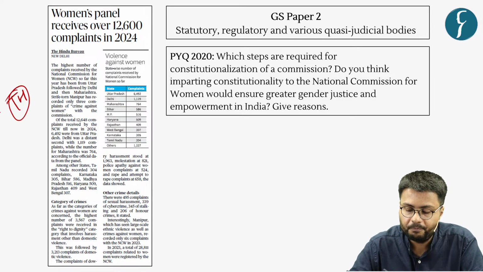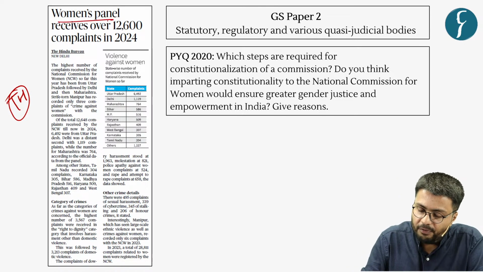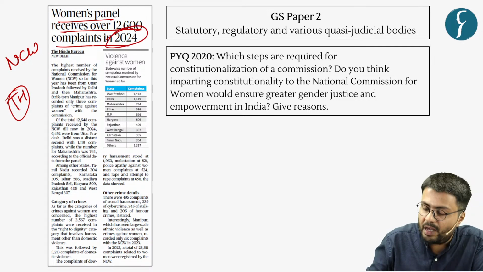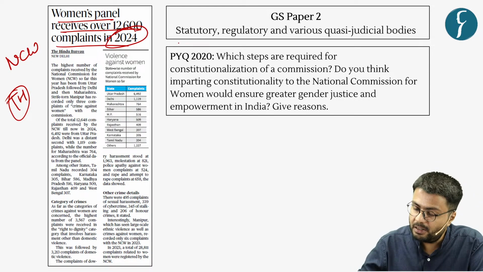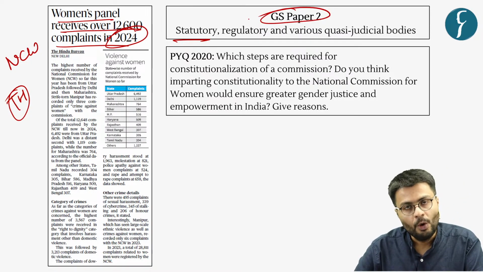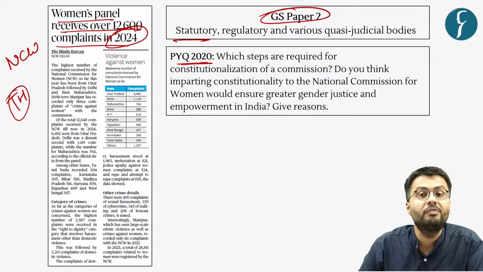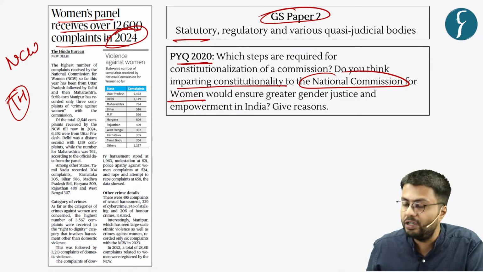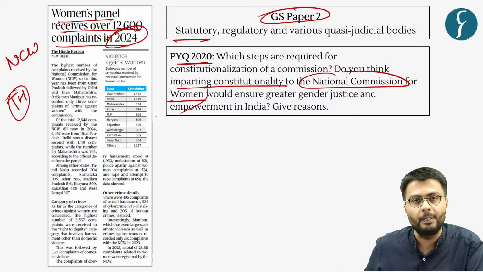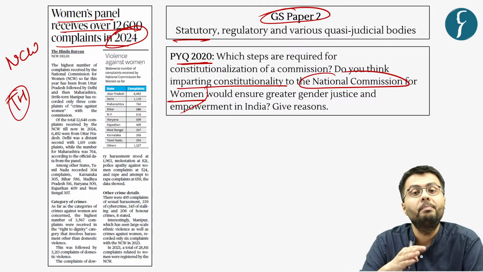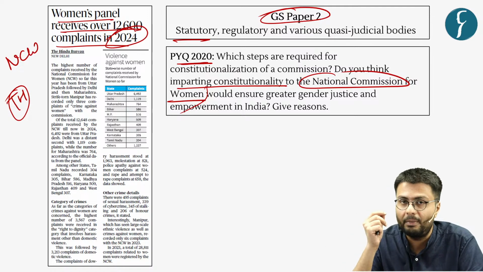Now this article highlights that the Women's Panel, that is the National Commission for Women, has received over 12,600 complaints in this year itself. Now this body is a statutory body, hence it is important from the GS paper 2 syllabus. Further, as you can see from this PYQ of the year 2020, a question straight away appeared on imparting constitutionality to the National Commission for Women. So this body becomes important from the perspective of the mains examination.